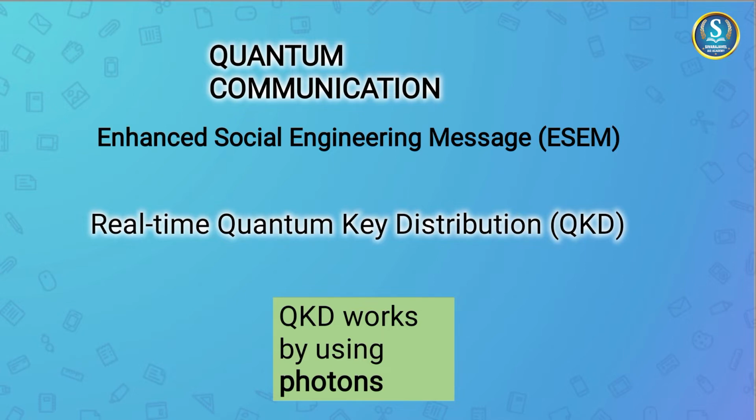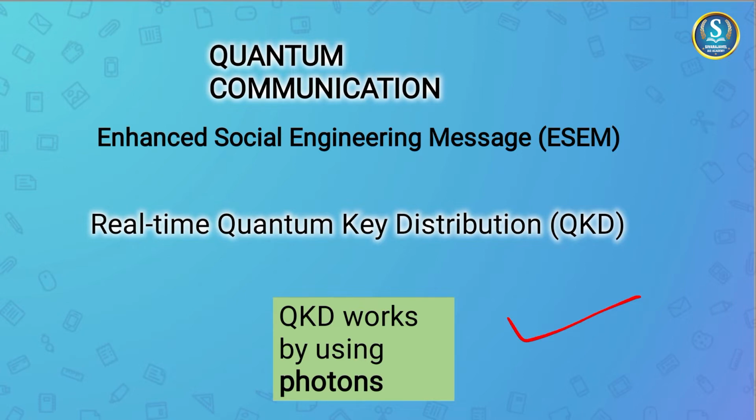Now, why is this in the news? Because scientists from the Space Applications Centre and Physical Research Laboratory in Ahmedabad have successfully demonstrated quantum entanglement. In this process of encryption, using a real-time quantum key distribution or QKD, they conducted hack-proof communication between two places separated by 300 meters.